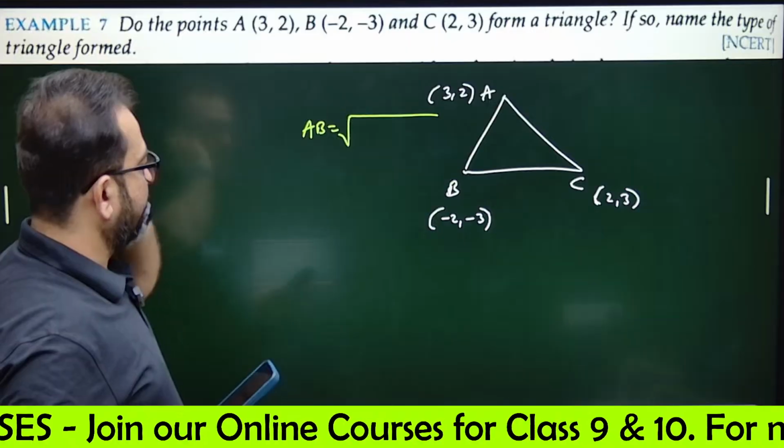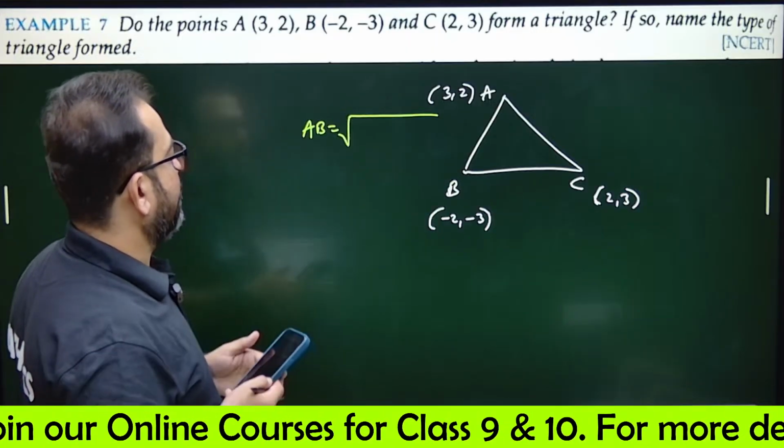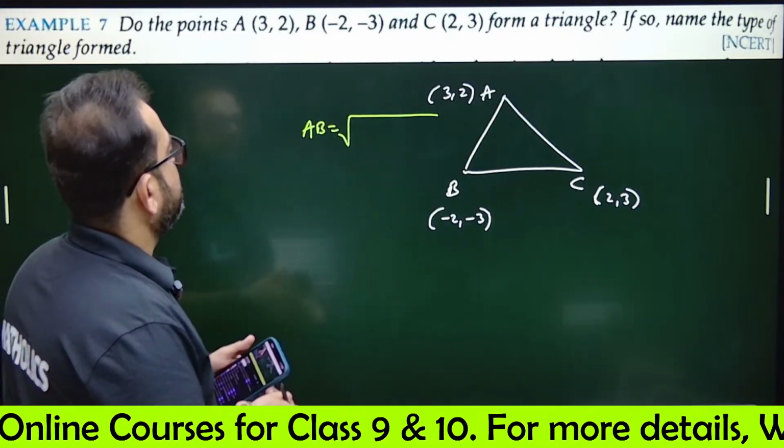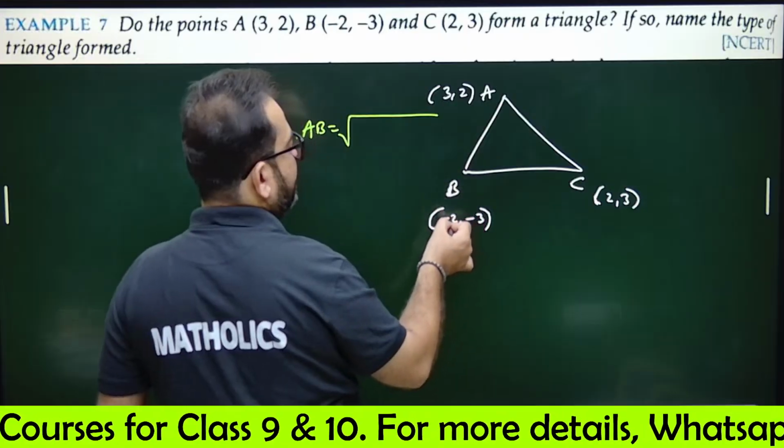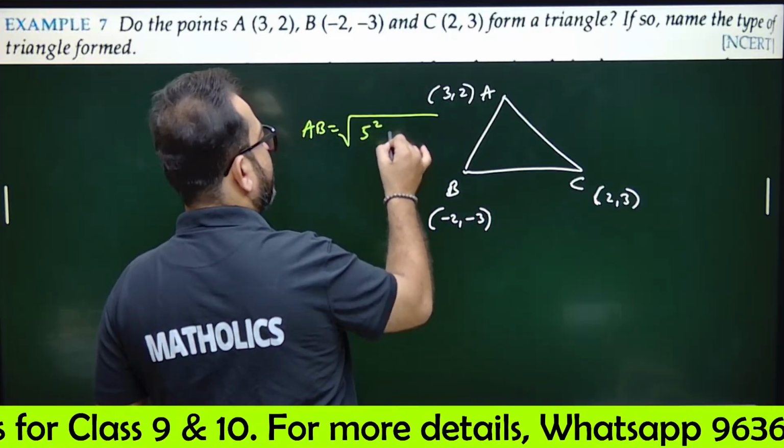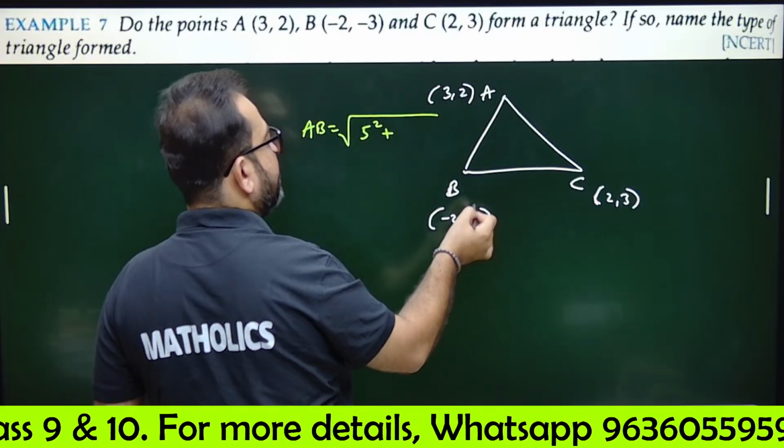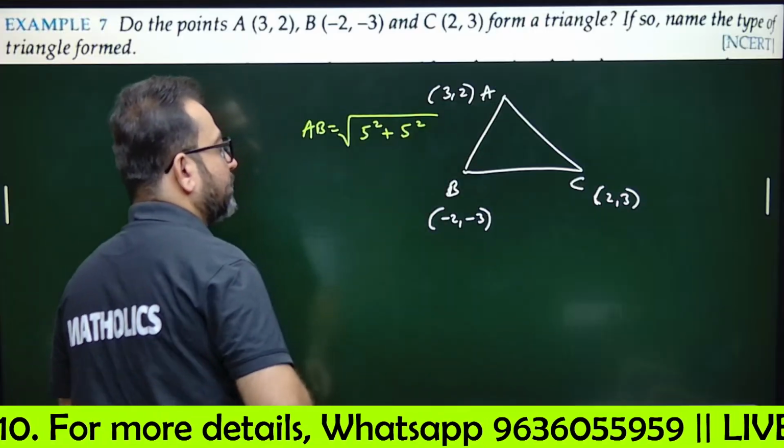Let's find the sides: AB, BC, and CA. So let AB equal to 3 minus 2, so 5 square plus 2 minus minus 3, again 5 square. Got this point or no? Tell me.